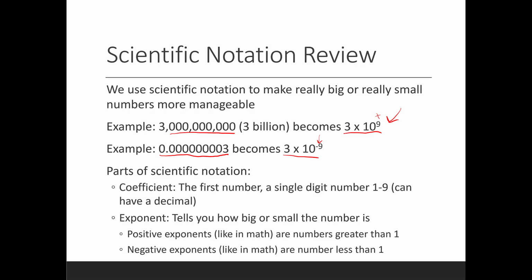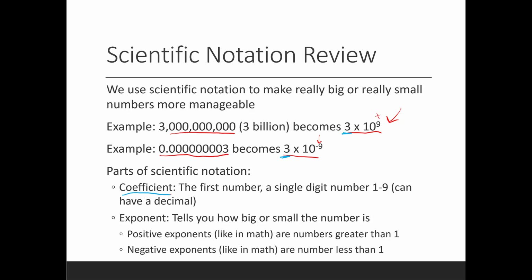There are many parts to scientific notation. Let's break it down. We have the coefficient. The coefficient is the first number in the scientific notation section. So that's the 3 in both of these. That's the coefficient. This is always a single digit number.